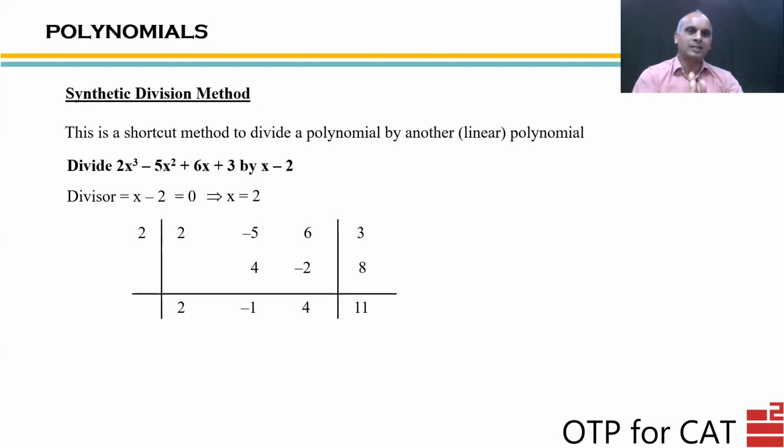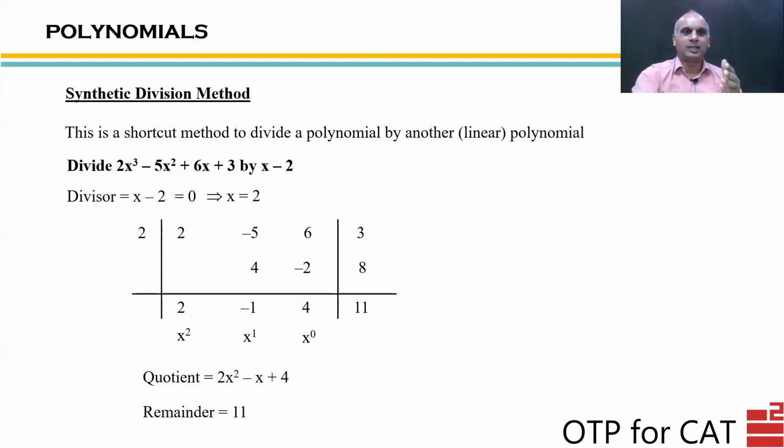To them, I'll attach the increasing powers of x. That means with 4, I'll attach x to the power 0. With negative 1, I attach the next power of x, which is x to the power 1. And next one, I attach x to the power 2. And that means what I'll get is 2x squared minus 1x plus 4, and that is the quotient. And as I said, the remainder obviously is 11.